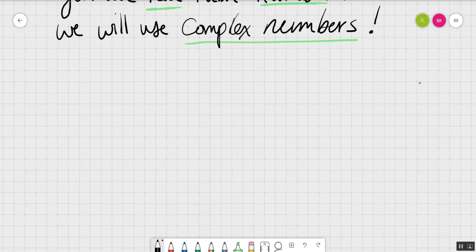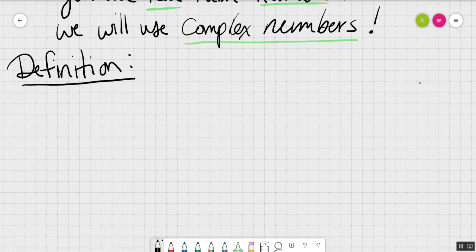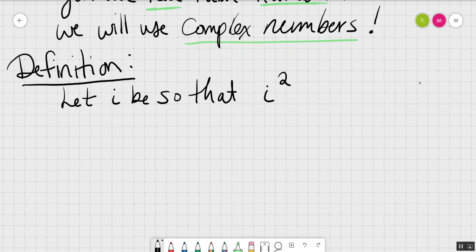What is a complex number? Let's do ourselves a definition. This is going to be two definitions, just so you know, wrapped into one because they need each other. So we're going to define a new thing. Let i be such that when I square it I get -1.